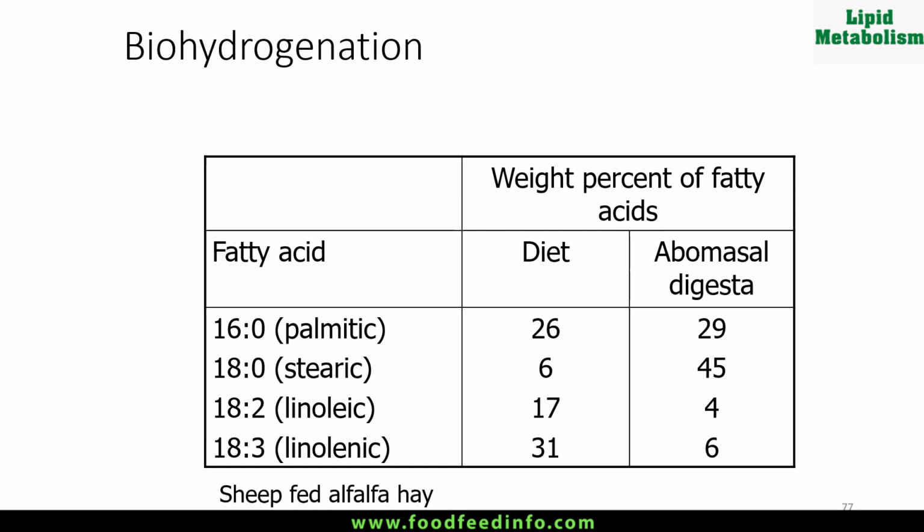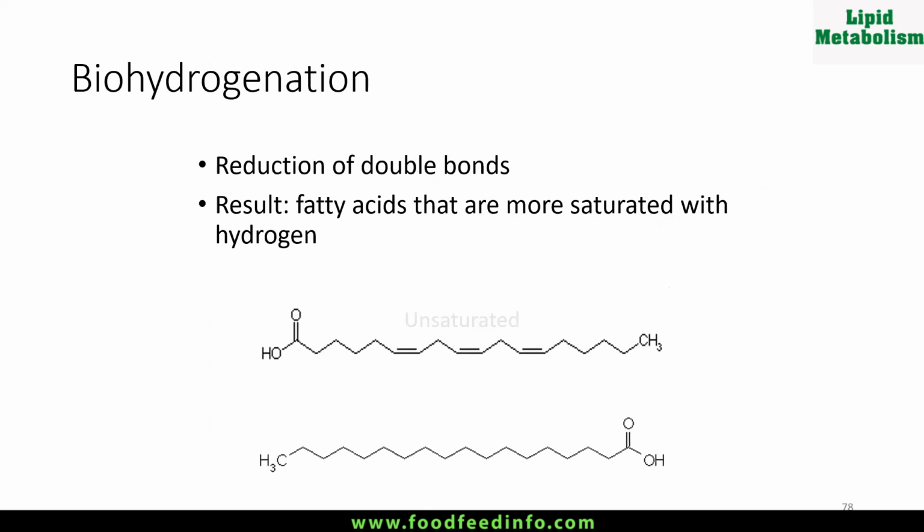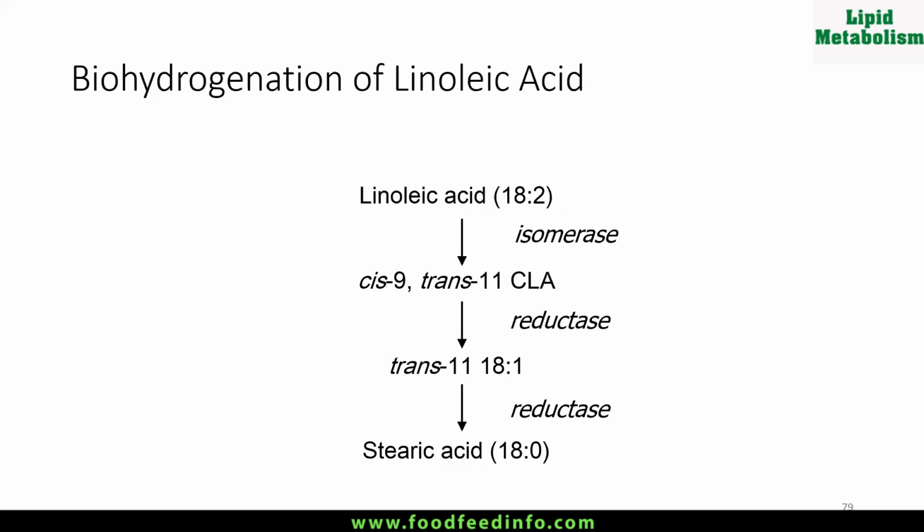So this clearly indicates the biohydrogenation of linoleic and linolenic acid, and they are converted into 18 carbon stearic acid. That increases the amount of stearic acid reaching the abomasal level. So this is how biohydrogenation is going on. There is the reduction of the double bond, and the result is fatty acids that are more saturated with hydrogen. So unsaturated fatty acids become saturated fatty acids in the case of ruminant fermentation.